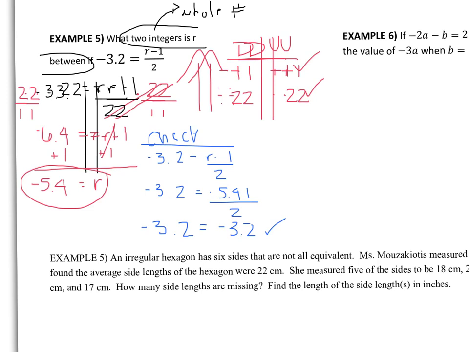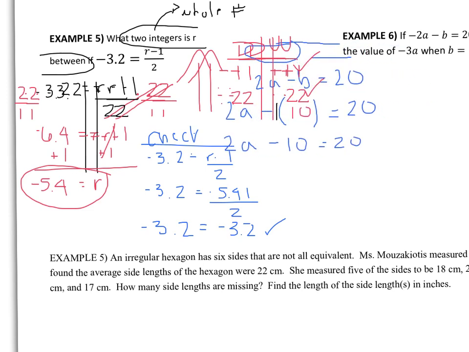Alright, so let's go up and let's answer our final question. We're trying to figure out what two integers the value of r is in between. Remember, we talked about integers being whole numbers. So I want you to imagine a number line and think about where this number, negative 5.4, would fall. We know it's going to be with the negative numbers because it's a negative 5.4. But where would it fall? Would it fall between a negative 5 and a negative 6? Or a negative 5 and a negative 4?